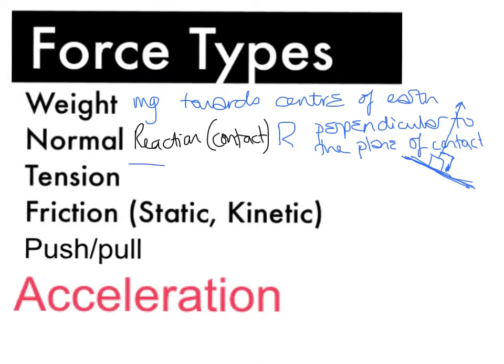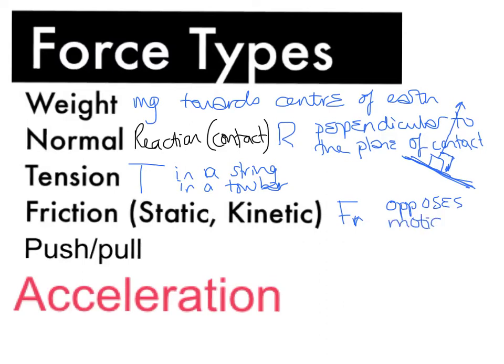Okay, tension. Not surprisingly, we use a T for tension. So tension might be in a string or in a tow bar, if that's what's pulling the particle along or pushing the particle along. Friction, which we use Fr, and there's a separate video on the difference between static and kinetic friction, so you can use just Fr for now. And friction always opposes motion. That's the direction it goes in. So if the particle is moving, the friction will be opposing the motion. If the particle is not moving, it will be opposing the attempt at motion.